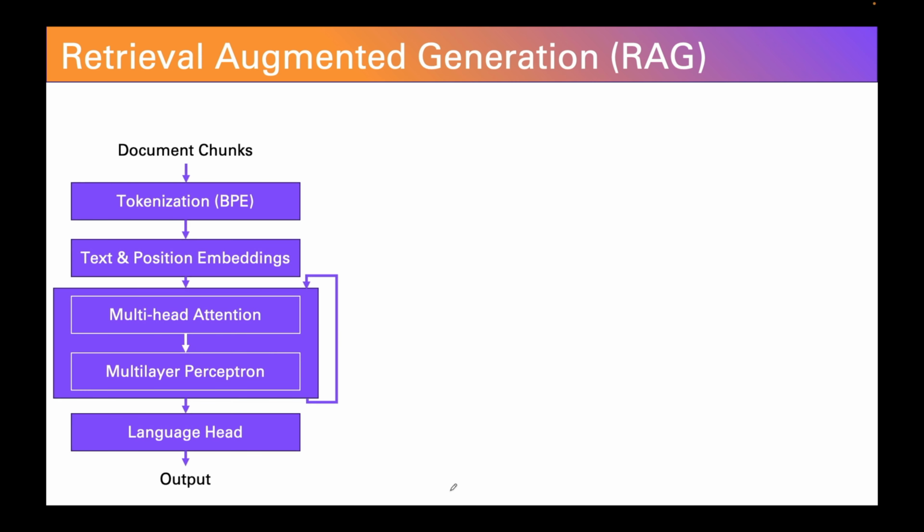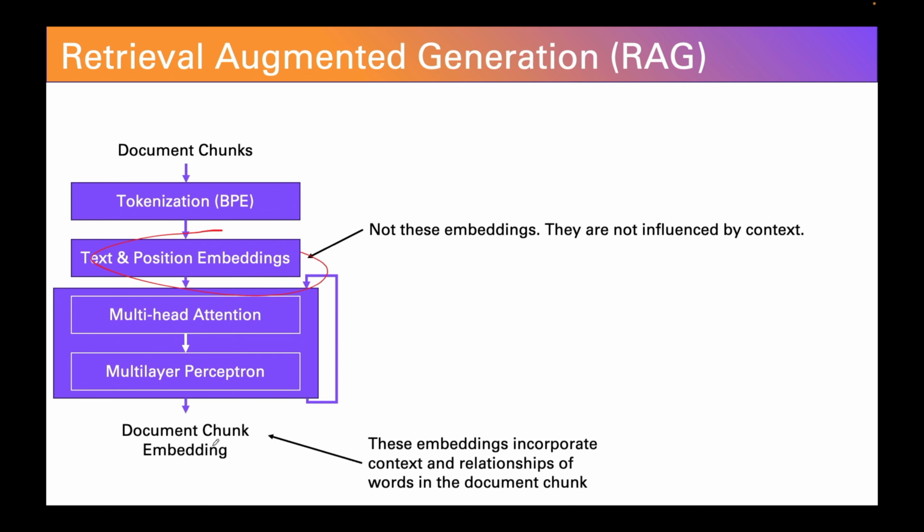Now, it's important to understand that in retrieval augmented generation, you're usually not using these text and position embeddings right here, which is the embeddings we've generally been talking about at the beginning of the large language model process. Instead, what's done is you rip off the language head at the very end and you take the last output of the last layer of the multi-layer perceptron and you turn that into an embedding that represents the document or a chunk of the document. And the reason you do that is because the embedding that comes out of here, or the vector that comes out of here, has gone through the large language model process. So the context and relationships of words has been incorporated into this embedding.